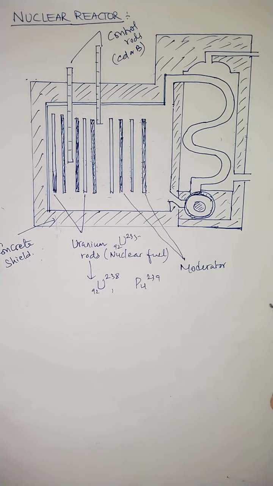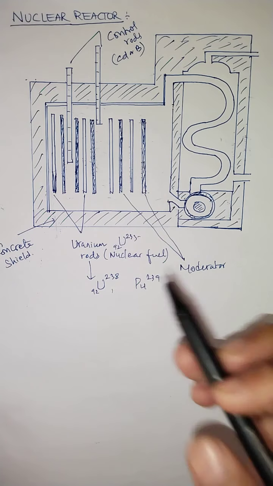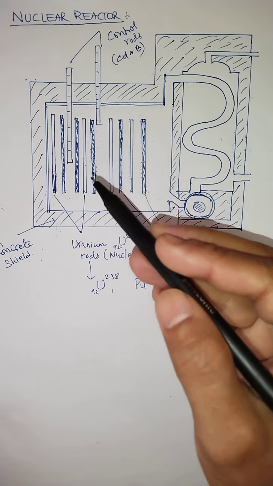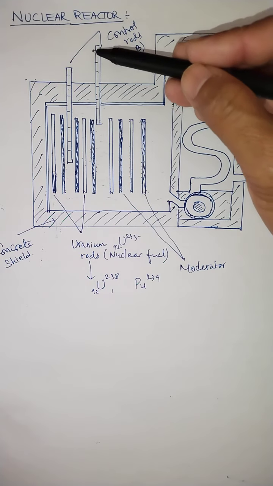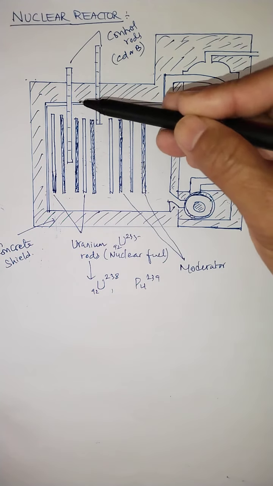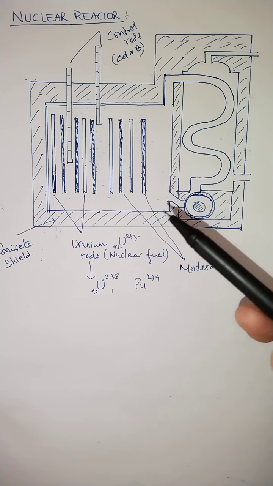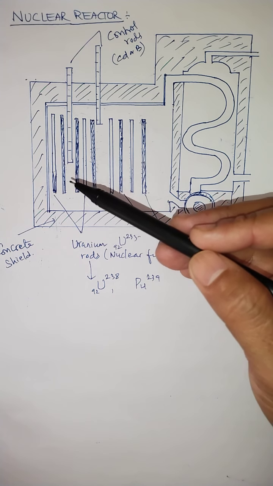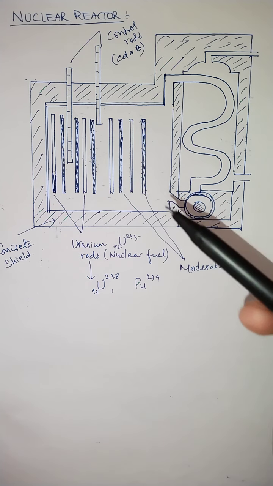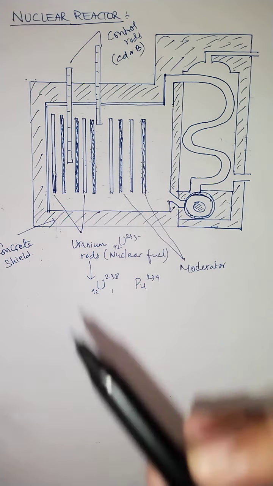Because, as I said already, cadmium and boron are good absorbers of what neutrons? Slow neutrons. But to start this nuclear reactor, we always need to pull out these control rods. So when you start pulling out the control rods, what happens? The reaction will start. Once you pull out the control rod, so that it does not absorb many slow neutrons, then the reaction starts.